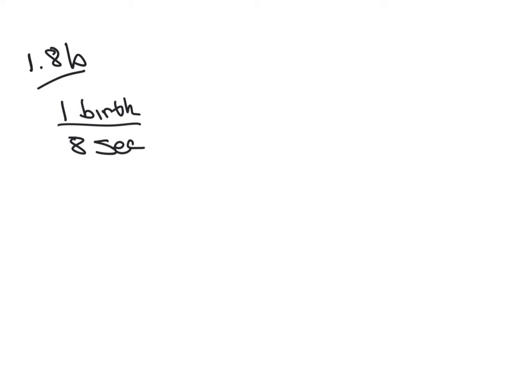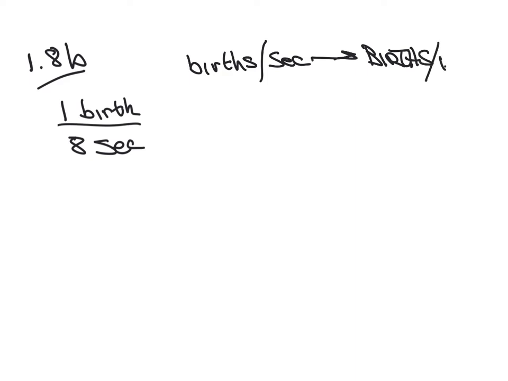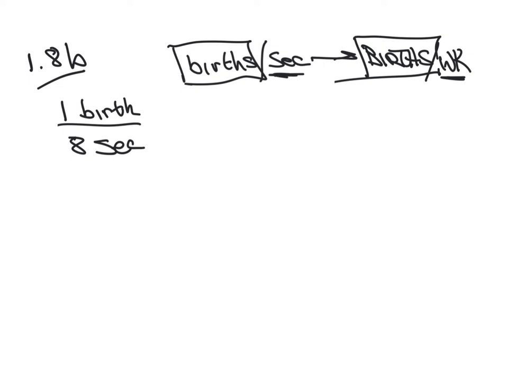So we are going from births per second to births per week. So the only thing we're looking for is to change seconds to weeks. Births, I mean, you can't change that to anything. Birth is birth. So that's all we're going to be doing is changing from seconds to weeks.